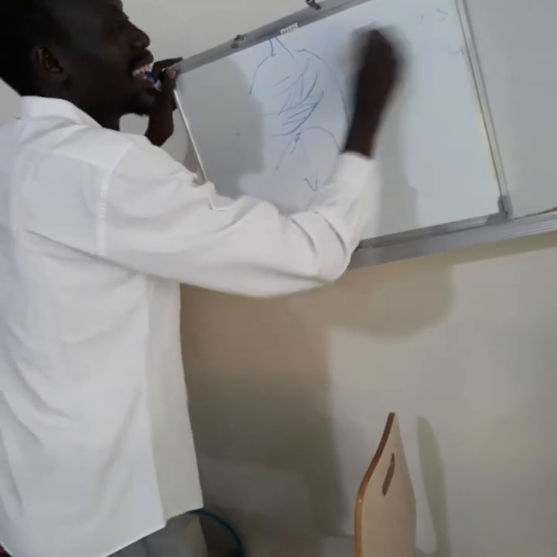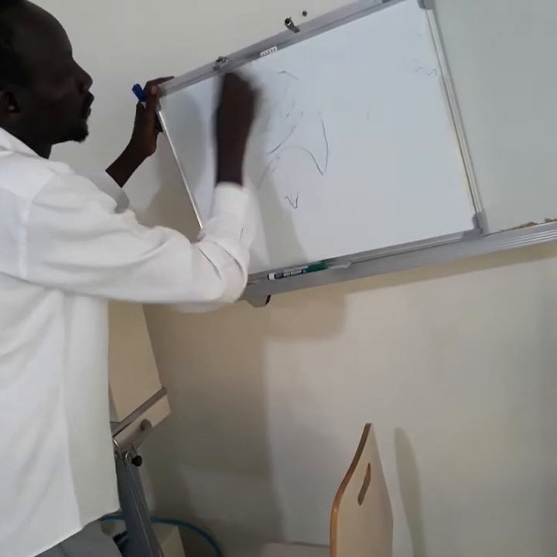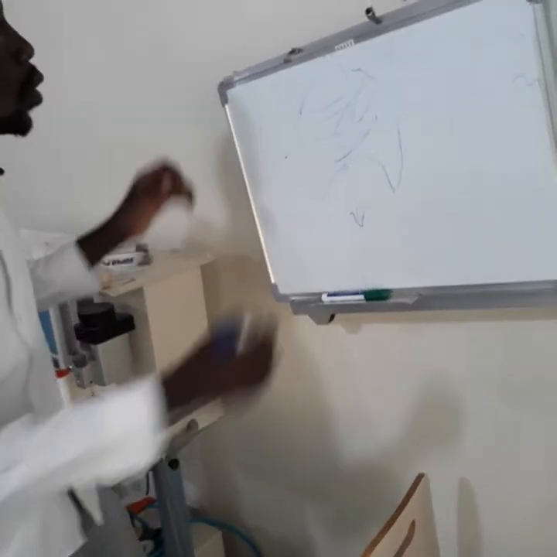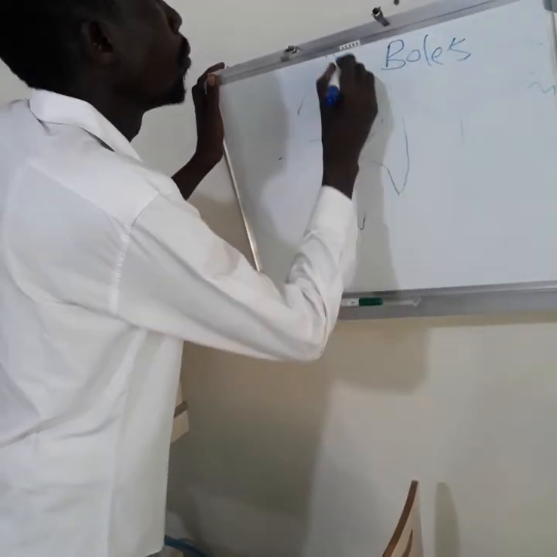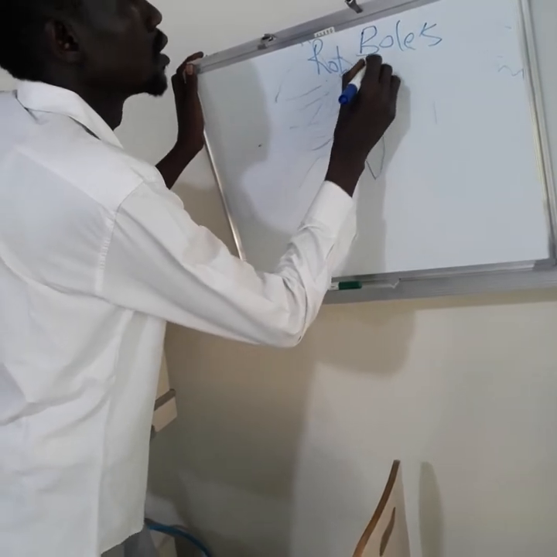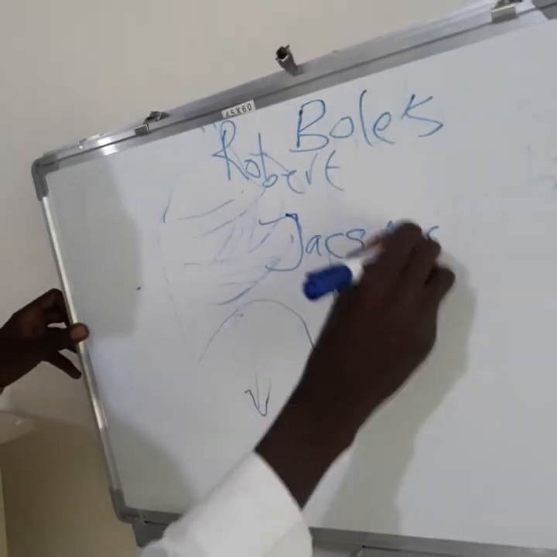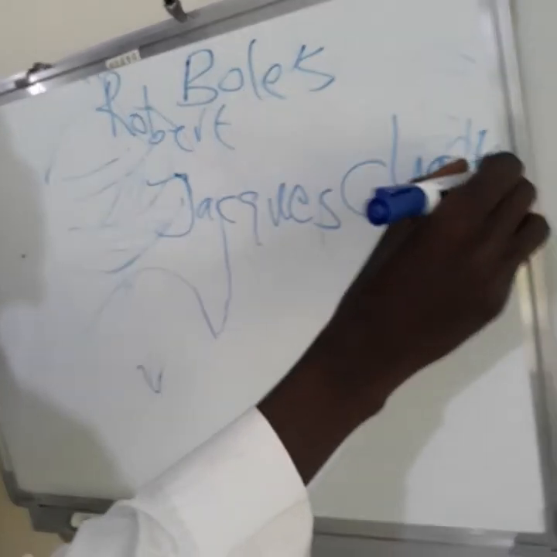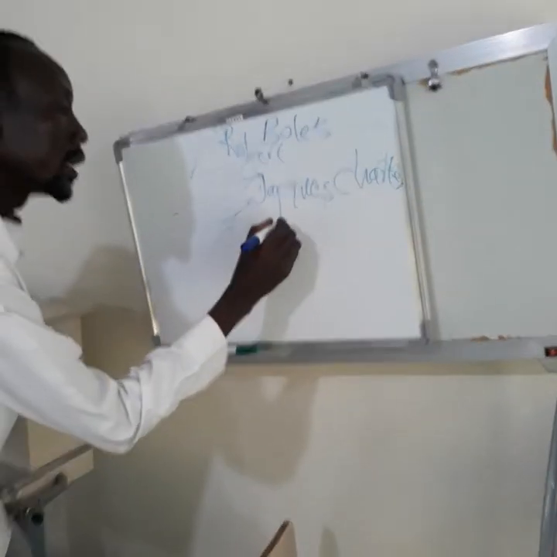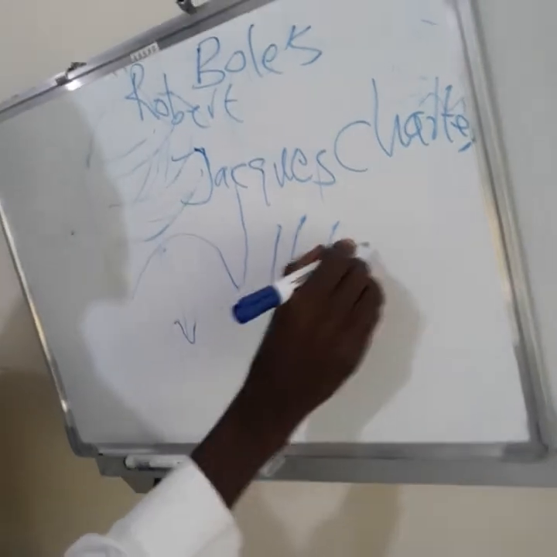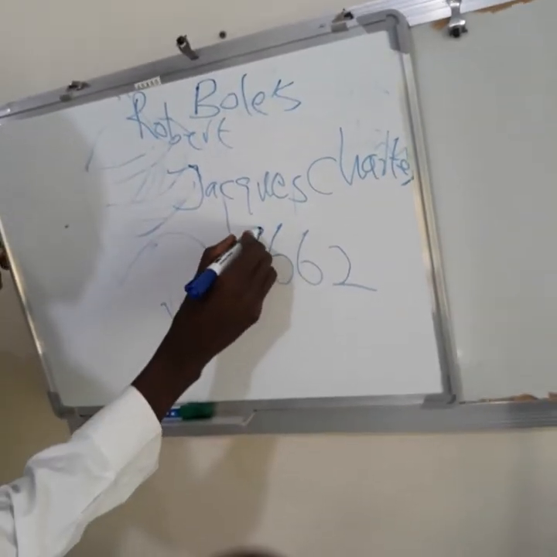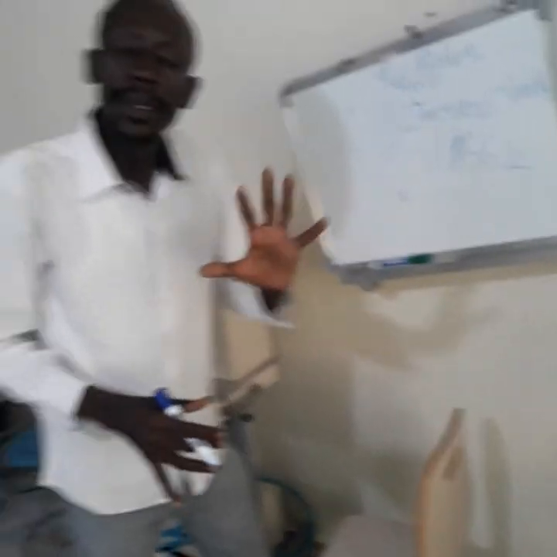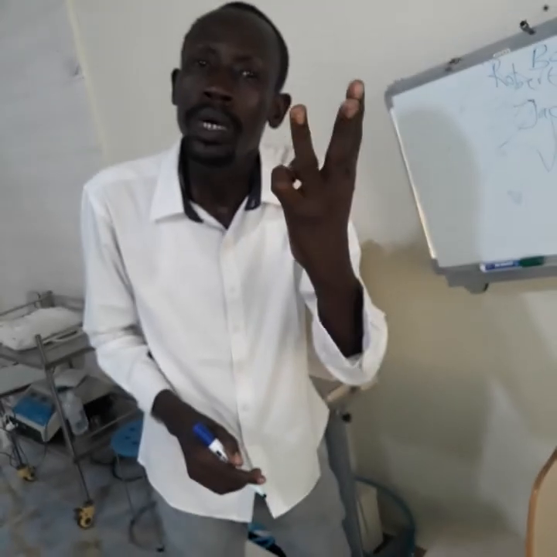Now, this brings us to the people who have been working on this. One is called Robert Boyle. Another is called Jacques Charles. These guys, I like them. They have been working on 3 parameters: the pressure, the volume, and the temperature.